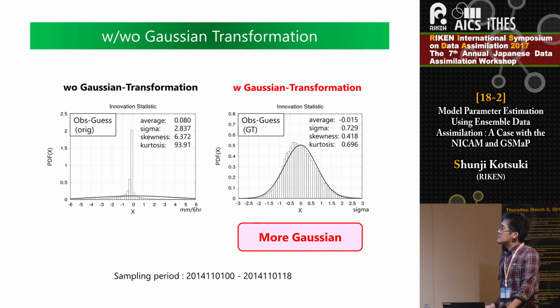And we check how beneficial the Gaussian transformation is. We check the O minus B statistics. If the error is Gaussian, we expect that the O minus B statistics should follow the Gaussian distribution. Without Gaussian transformation, the O minus B histogram is largely different from the Gaussian distribution shown in the black line. But after the Gaussian transformation, this histogram is very close to the Gaussian distribution. And now we can expect improvement by assimilating this kind of observation.